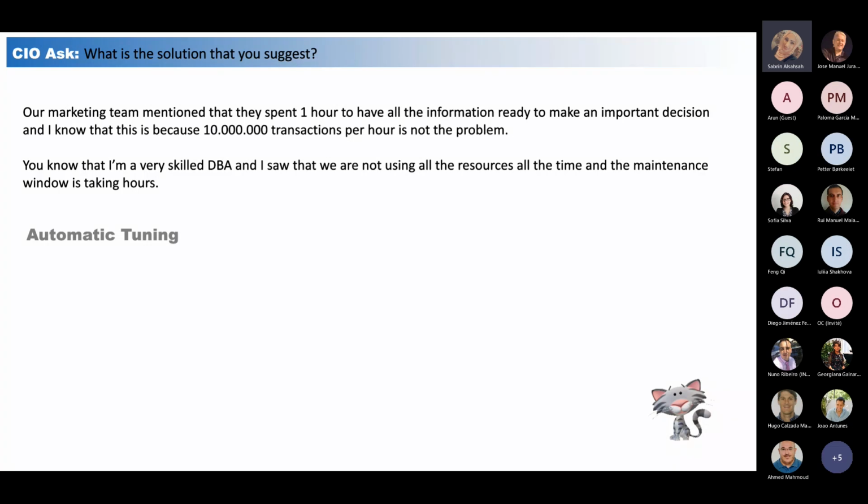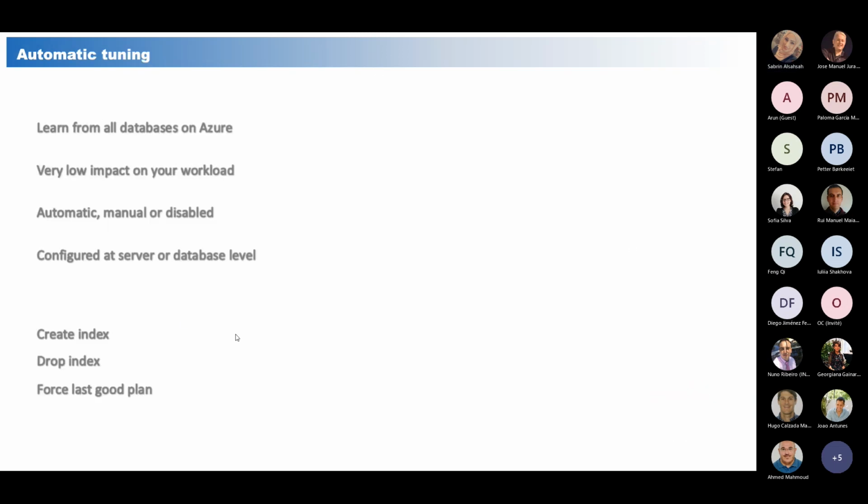For this scenario, you can use automatic tuning, which is basically a built-in intelligence that continuously monitors the queries being executed against your database and can automatically improve the database performance for you. Let me move to the next slide. Automatic tuning uses machine learning and AI to learn from all the databases that we have on Azure, and it has a very low impact on your workload.